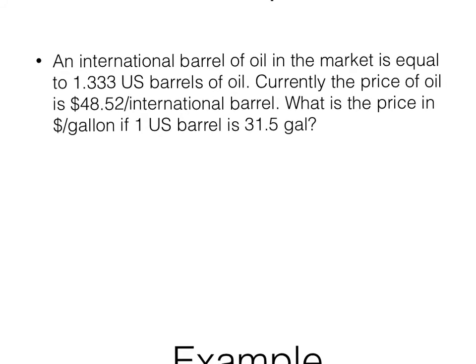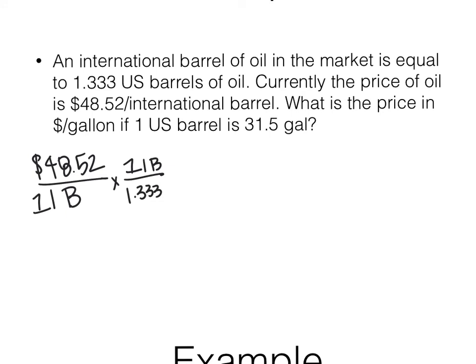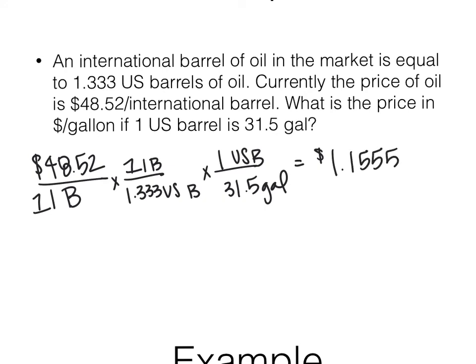So we're going to take our $48.52 per international barrel. And now we're going to convert from international barrels to US barrels. So 1 international barrel is 1.33 US barrels. And we know that 1 US barrel is 31.5 gallons. So all we've done is set up a series of multiplications, and in this case, we get the dollars per gallon is going to be 1.15526, and we need to think about our significant figures. The number of gallons will alter that, and so this will be $1.16 per gallon.